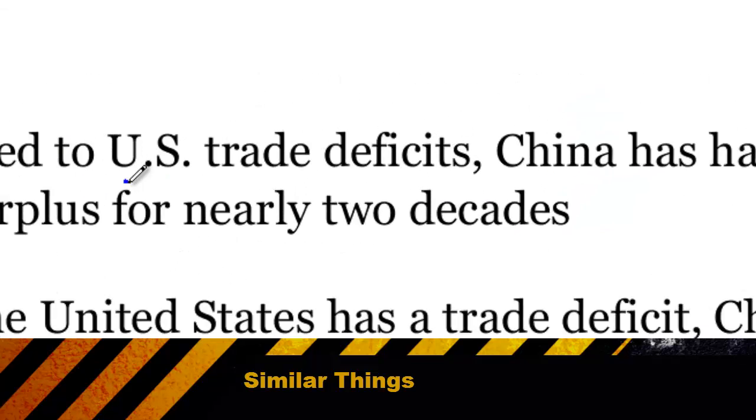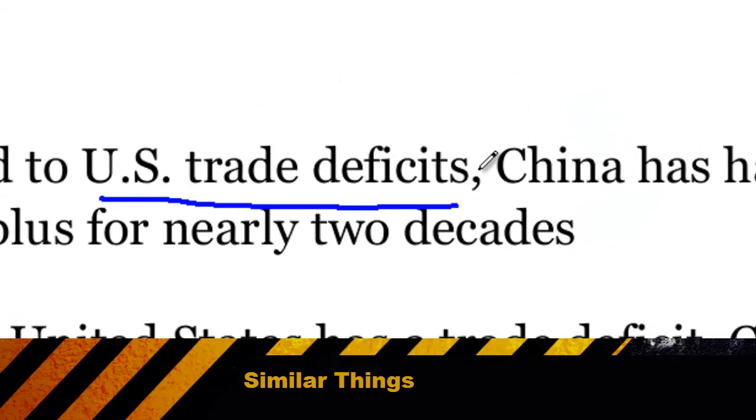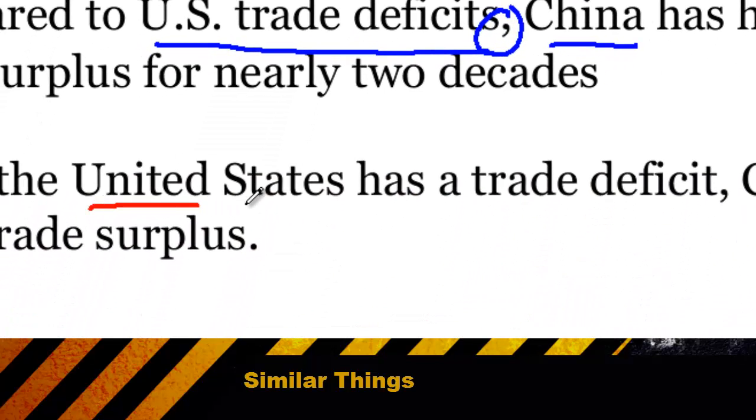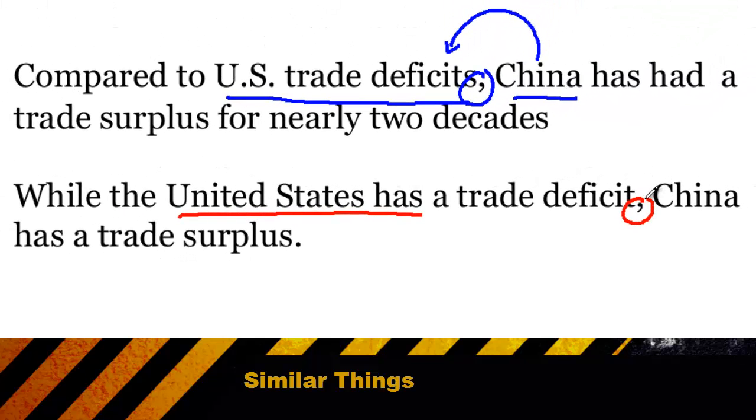In this sentence, we're comparing U.S. trade deficits, then we have a comma, so what comes immediately after the comma, which in this case is China, is being compared to the deficits. So we're comparing a country to a deficit. In the second example, we fix that. We start off with what the United States has, then we have a comma, and we're comparing that to what China has. And since a trade deficit and a trade surplus are both numbers on a balance sheet, that would be close enough. They're comparable.